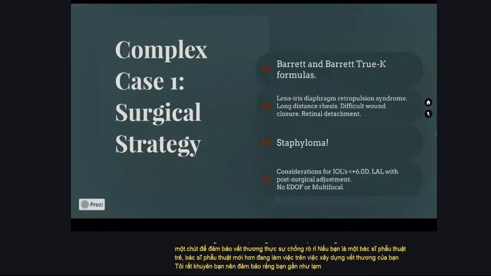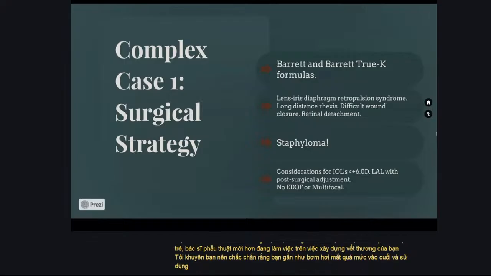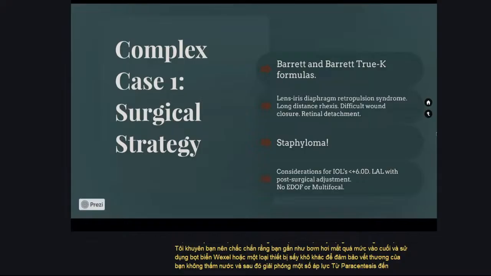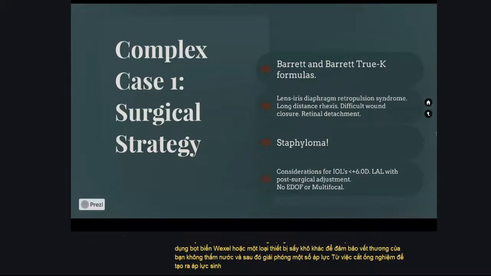the eye towards the end and use a Weck-Cel sponge or another type of drying device to make sure your wound is watertight and then releasing some of the pressure from your paracentesis to make the eye at a physiologic pressure prior to ending surgery.